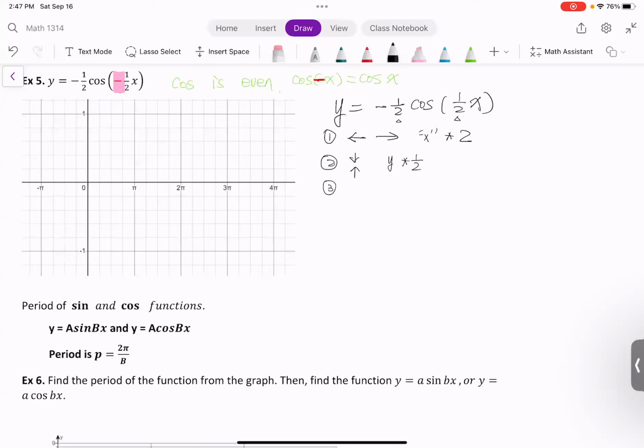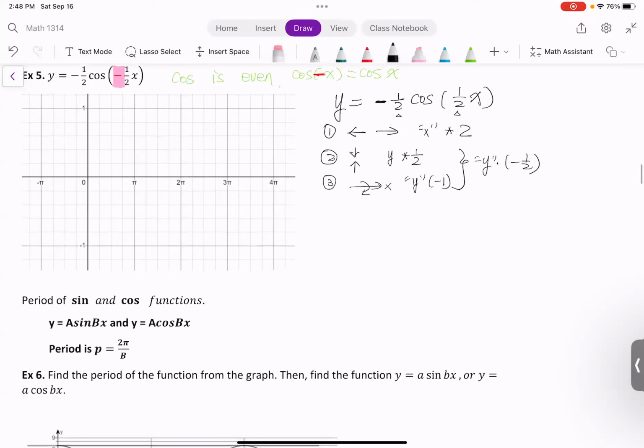And the third transformation, we have a negative sign. That's a reflection along the x-axis, so all my y values are multiplied by -1. I can combine these two, which represents all the y values times -1/2. All right, we have these transformations, and now how to graph it.